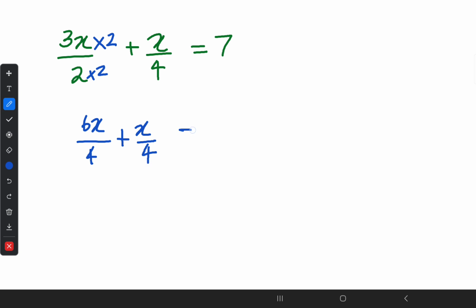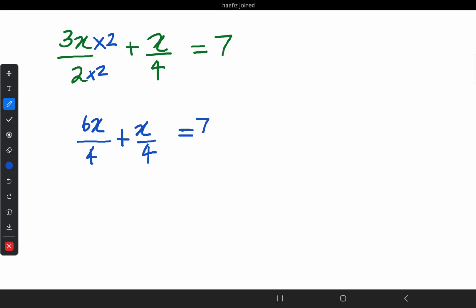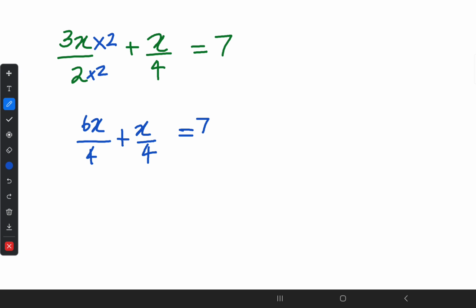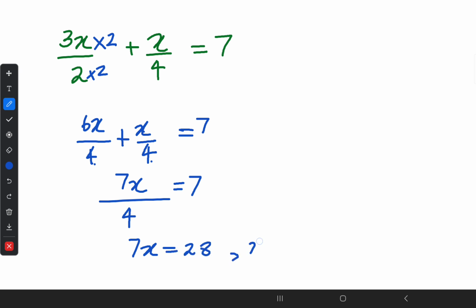That equals 7. Without equalizing the denominators of fractions, you cannot add them. So you have to make them equal. Thereafter 4 and 4 is the common denominator. Add the numerators. 6x plus x is 7x. That equals 7. So 7x equals 7 times 4, it is 28. So x would equal 28 divided by 7, which is 4. x equals 4.